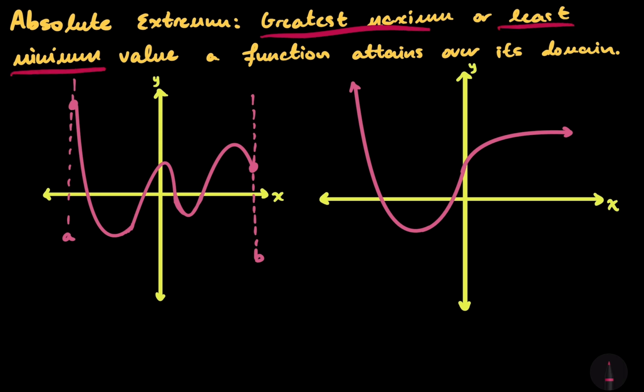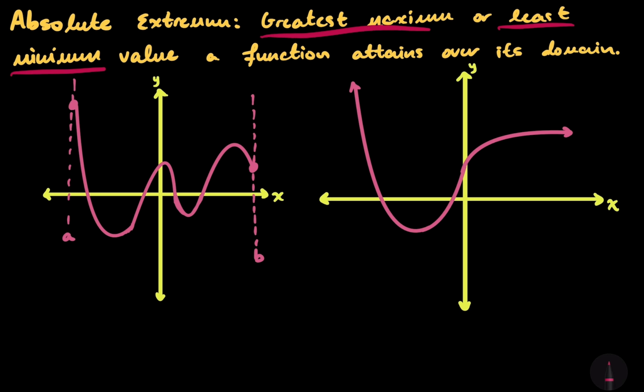Essentially, the way this differs from relative or local extremum is that this is the greatest relative extremum or the least relative extremum. So the greatest relative maximum or the least relative minimum is one way you could think about it. There are certain cases in which our function does not attain an absolute maximum or an absolute minimum. Maybe it just continues on to infinity, as we'll come to find.